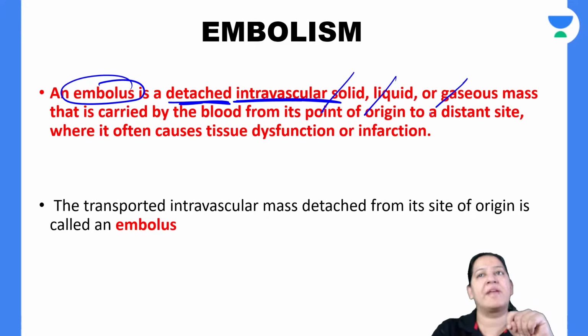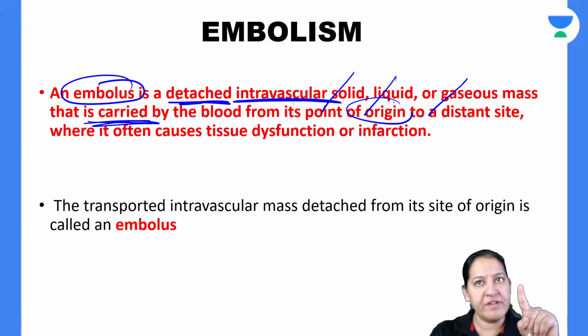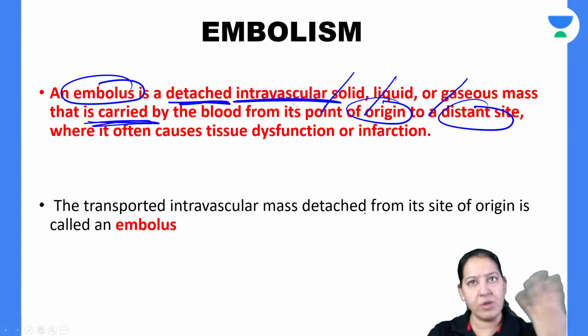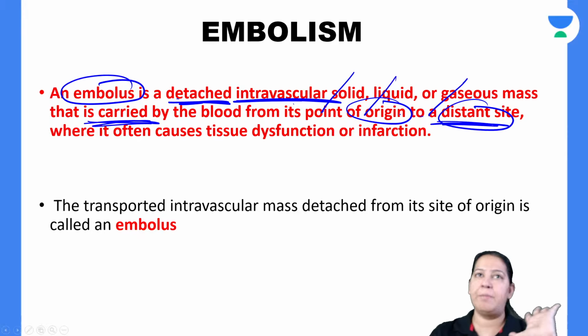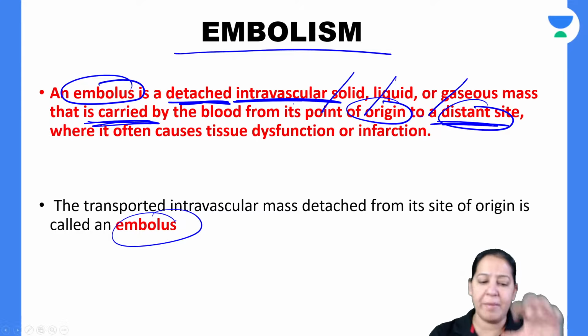It can be a solid, liquid, or gas mass. It is a detached intravascular mass. It is carried by the flow of the blood from the point of its origin to a distant site, and it causes disease at the distant site, not at the point of origin. The mechanism is known as embolism, and the thing which is formed is known as an embolus.